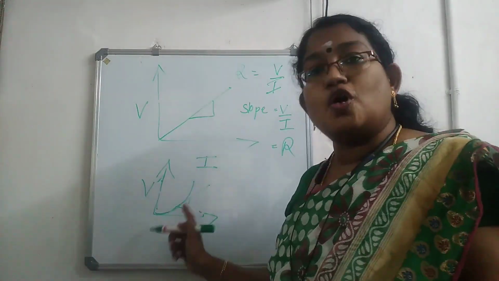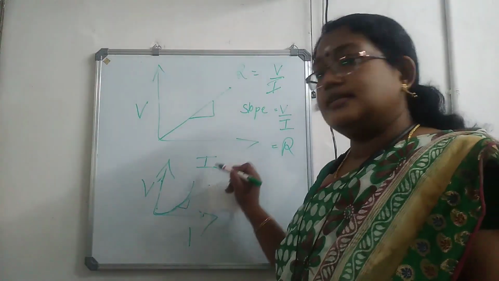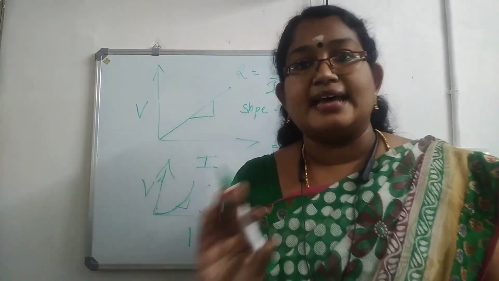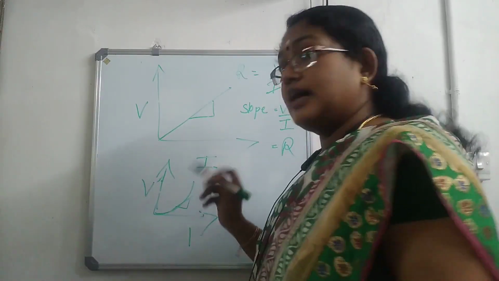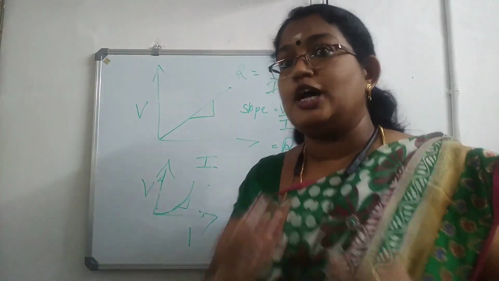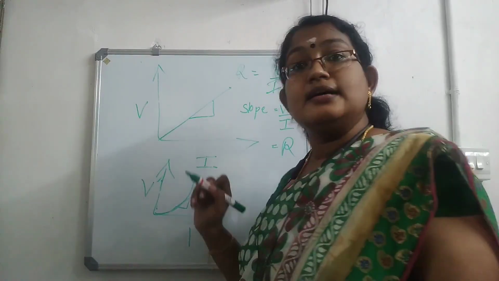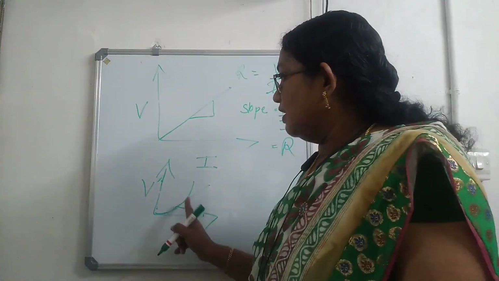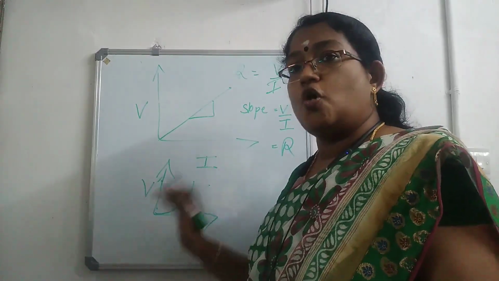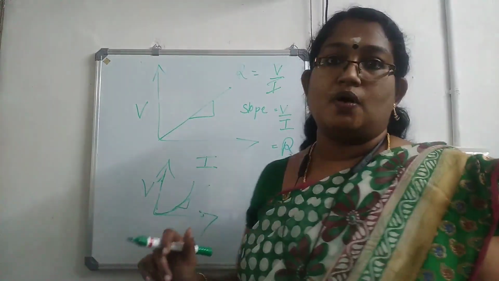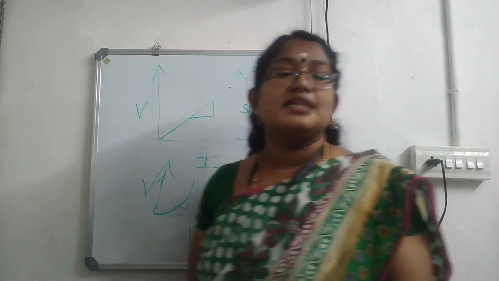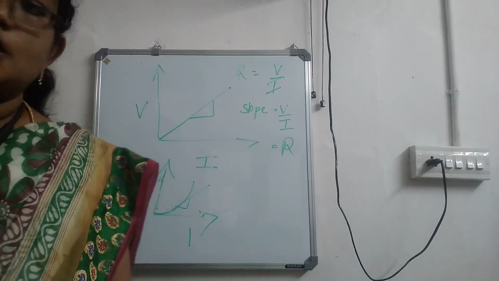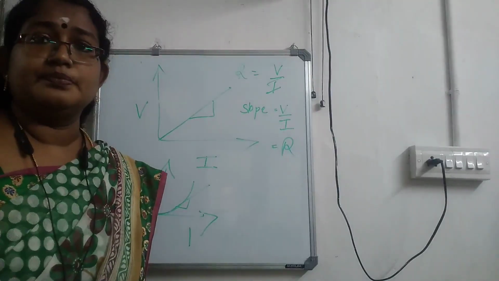But in the case of non-ohmic resistors, we are getting a curve. That means here V and I are not directly proportional. In order to get the resistance at a particular point, what will we do? We'll draw a tangent and then we will construct the slope there. So we'll get the resistance offered at that particular point. Since its value is continuously changing, we'll call it dynamic resistance. Okay, so is it clear?